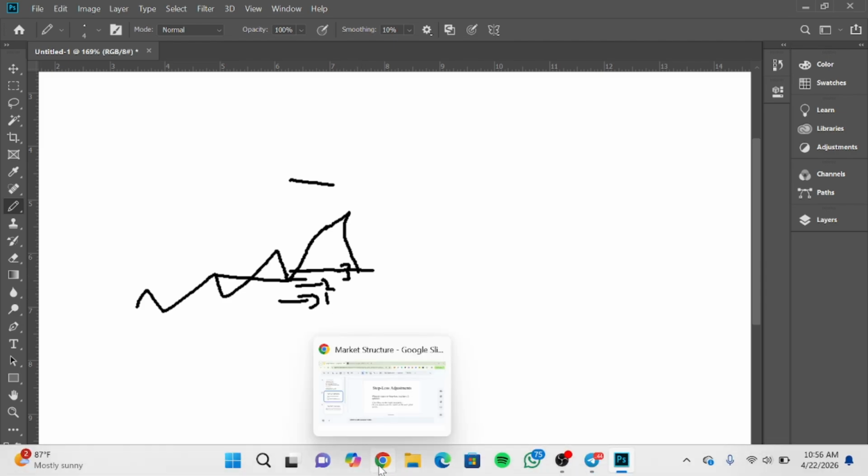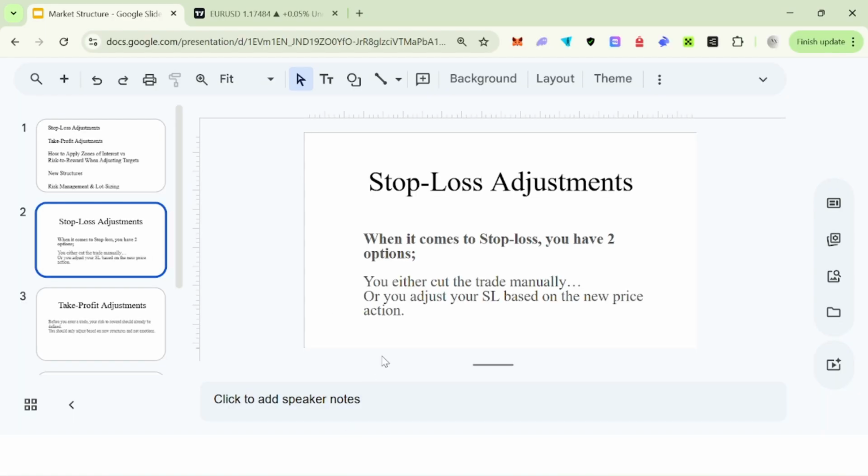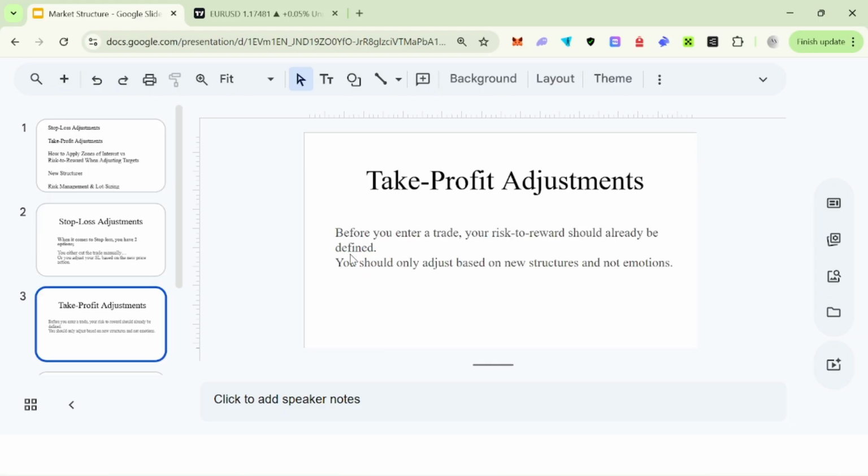So having said that, we move on to the next thing, which is take profit adjustments. Now, before you enter a trade, your risk to reward should already be defined. You should only adjust based on new structures and not emotions. So what do I mean?